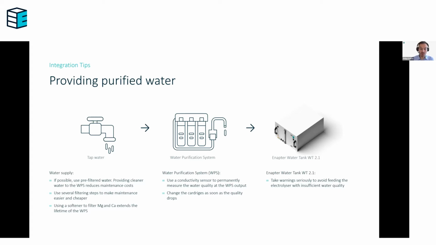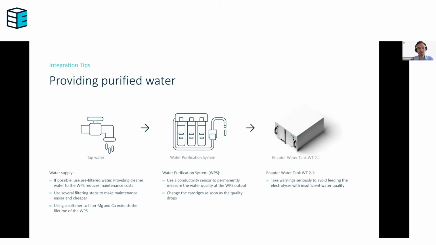So if you are able to provide several filters and pre-filter, so to say, the water that comes out of the tap, that's definitely an advantage. Because additional filter steps make sure that the overall maintenance is then easier. You have to imagine if you have several filters, from very huge filters to very fine filters, then in every step you are filtering more and more particles and ions out, and the result is that the expensive filters or the very fine filters are not getting used up as quickly as they would be without additional filters. So for example, if you have a water softener to filter magnesium and calcium, that would extend the lifetime of your WPS.